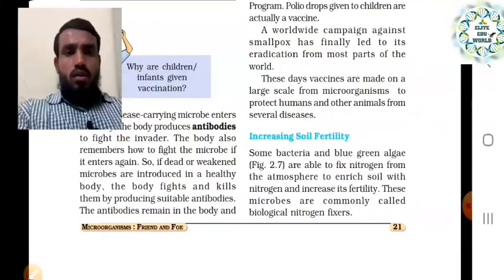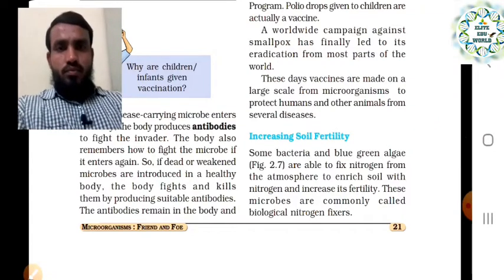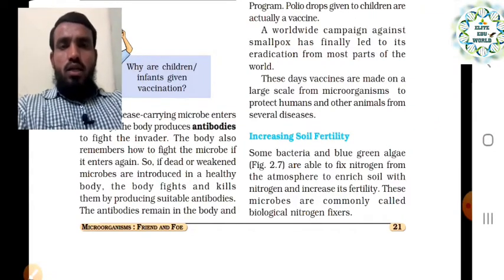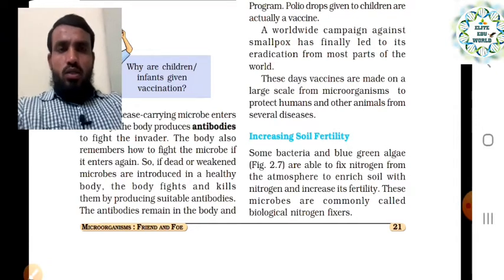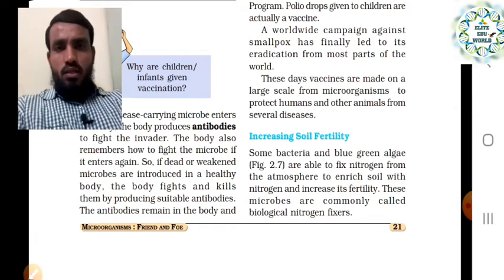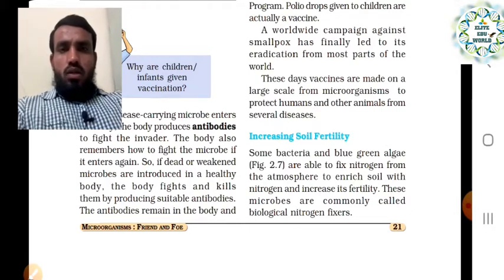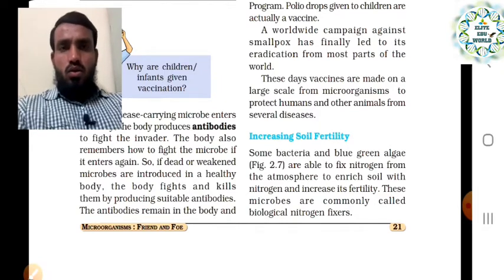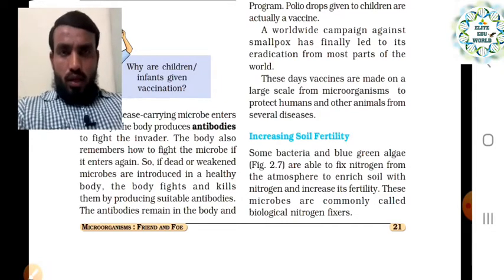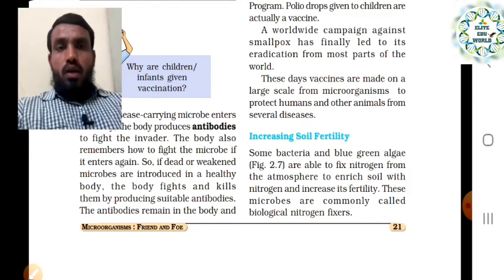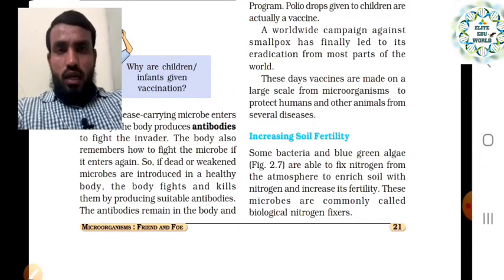Then we have seen increasing soil fertility. Microorganisms can also be helpful in increasing soil fertility, and how can they increase it? We have seen the example of rhizobium bacteria, which live in the root nodules of leguminous plants. In that root nodule the microorganism grows, and it takes food and shelter from the plant, and it gives back, that is, it fixes the nitrogen, right.